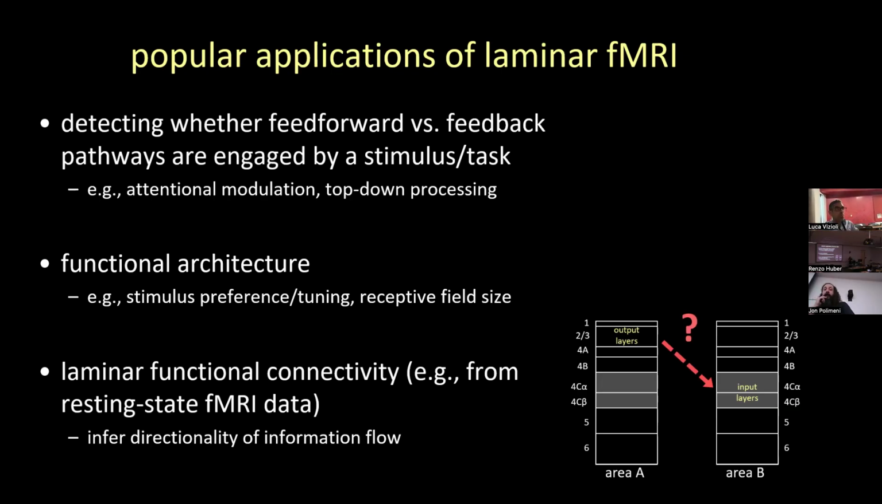I think this is quite exciting because it allows us to potentially infer the directionality of information flow from different cortical areas. So again, the idea here is that if we look at the correlations between cortical area A and cortical area B as a function of depth, we see the strongest correlation between the output layers of area A and the input layers of area B. This suggests that information is flowing from area A to area B. And so using this kind of depth information allows us to potentially infer the directionality of these correlations.